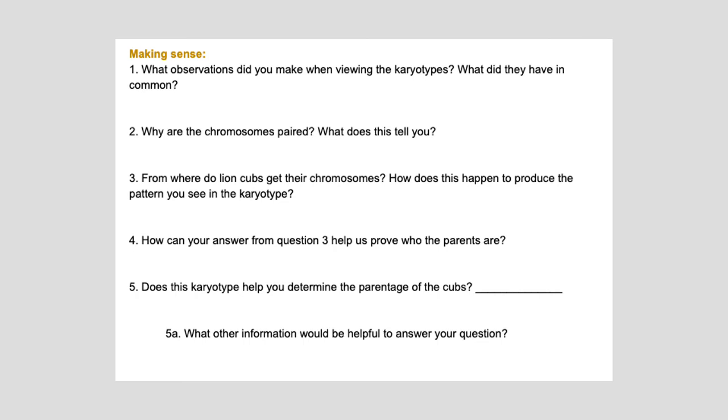Remember where we got the karyotypes. If you read the first paragraph, it told you we got the karyotypes from two lion cubs. So if you have a karyotype from one lion cub and a karyotype from another lion cub, and they're similar to each other, you might be able to determine the relationship between the two cubs. But would that help you determine the parents?